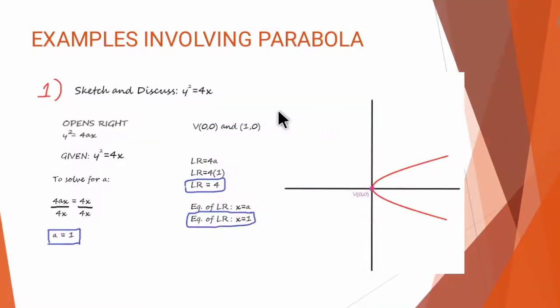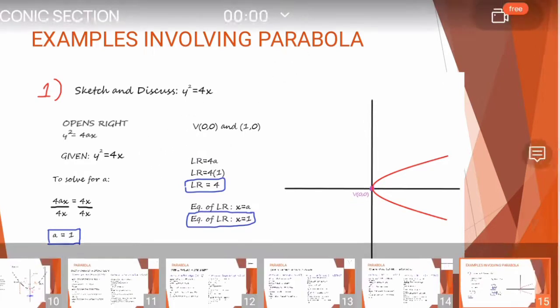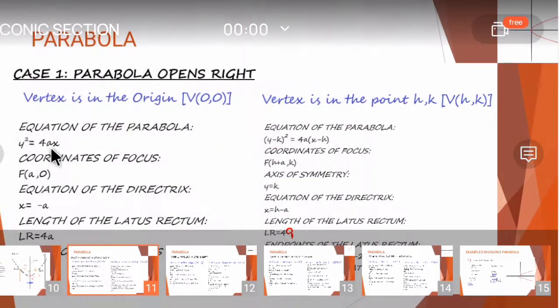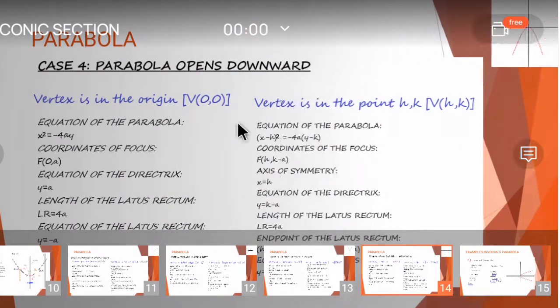Now, sketch and discuss y squared is equal to 4x. So, the parabola opens right. Siyempre. So, since sa ating rule, di ba sa right, ito ang equation niya. Positive. And y ang nandito and x ang nandito sa kabila. So, ano siya?